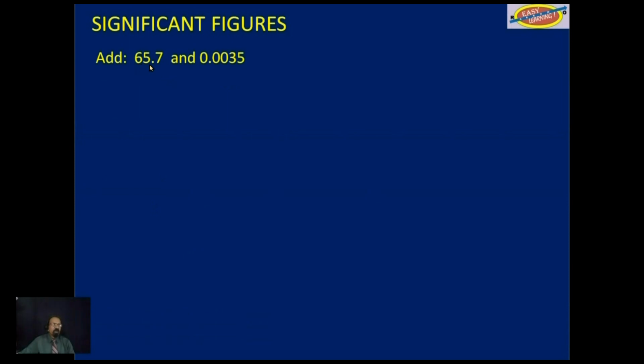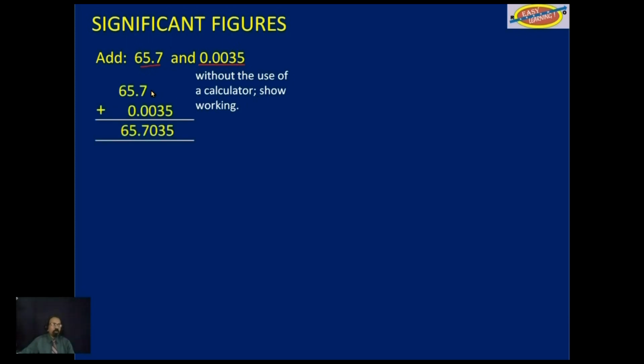If I were to ask you to add these two numbers, 65.7 and 0.0035, without the use of a calculator and to show your working, most likely this is what you would do. 65.7, 0.0035, you'd write them down like that with the points lined up, and then you would add them still with the points lined up, and that will be considered correct.